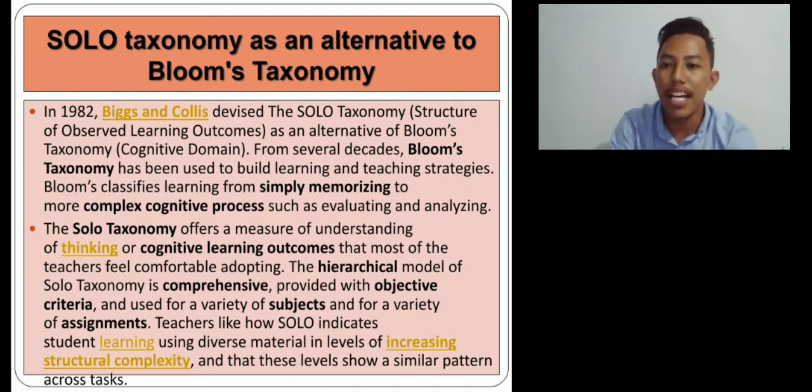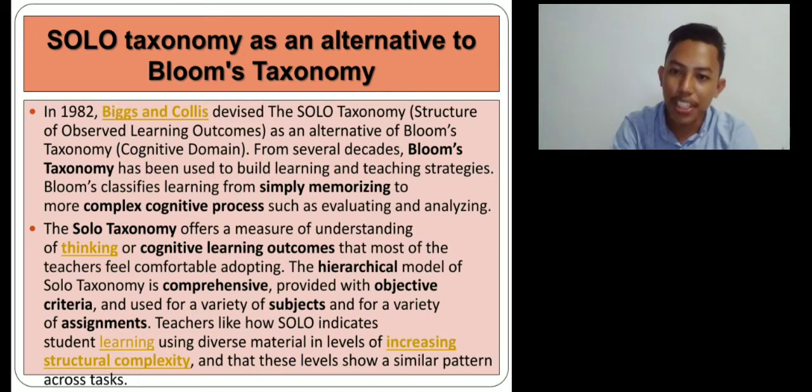SOLO taxonomy as an alternative to Bloom's taxonomy. In 1982, Biggs and Collis devised the SOLO taxonomy as an alternative to Bloom's taxonomy. For several decades, Bloom's taxonomy has been used to build learning and teaching strategies. Bloom's classifies learning from simply memorizing to more complex cognitive processes such as evaluating and analyzing. The SOLO taxonomy offers a measure of understanding of thinking or cognitive learning outcomes that most teachers feel comfortable adapting.